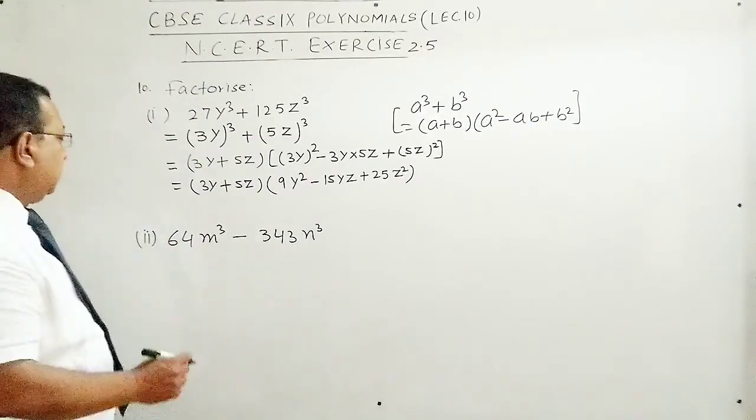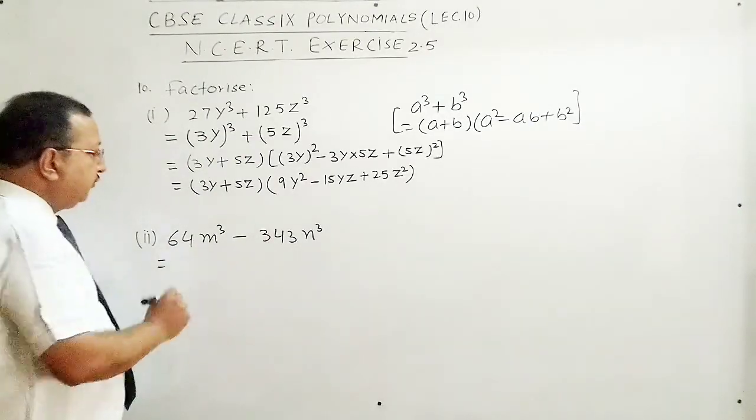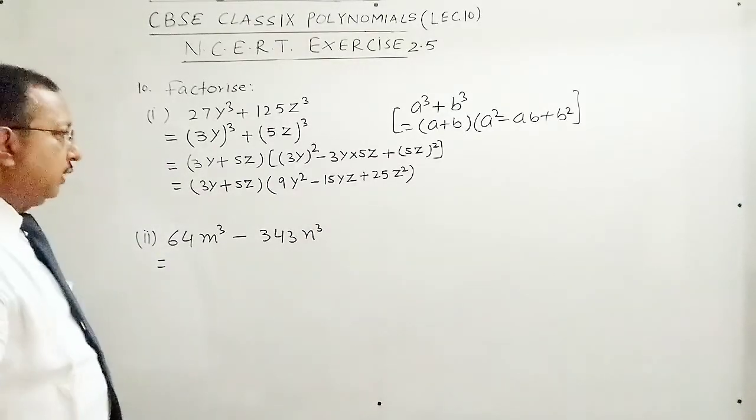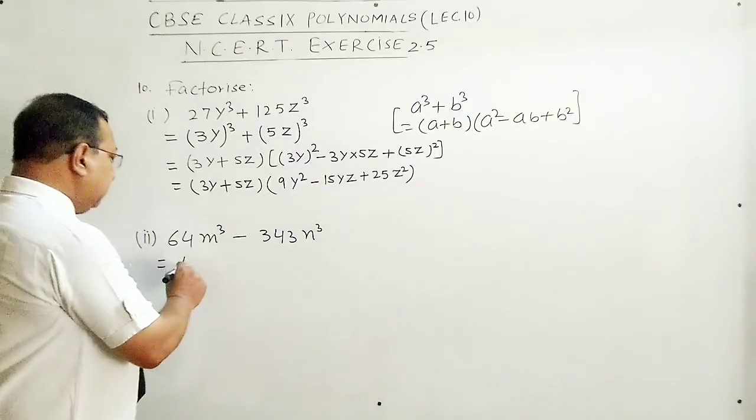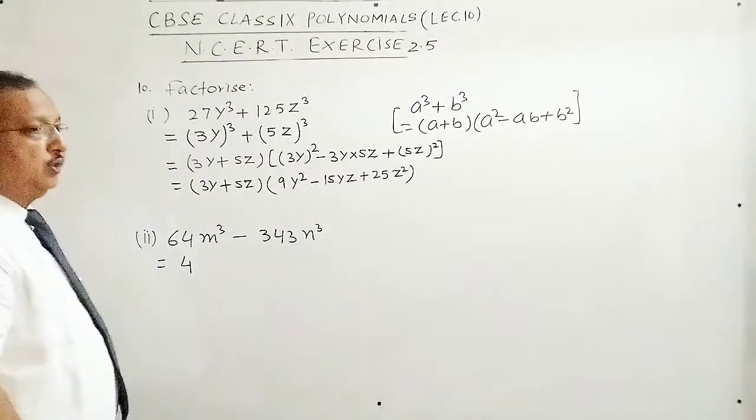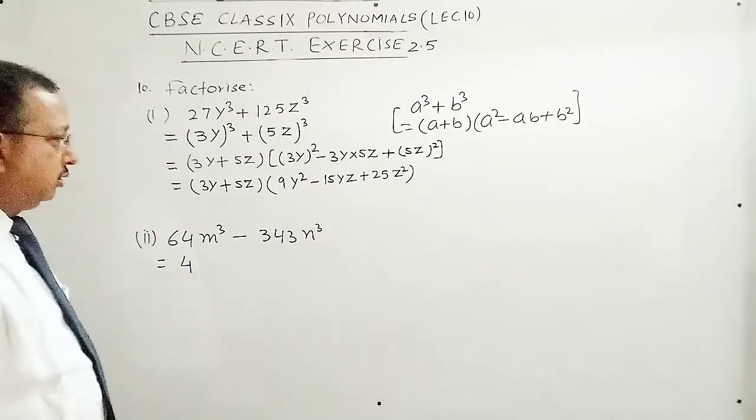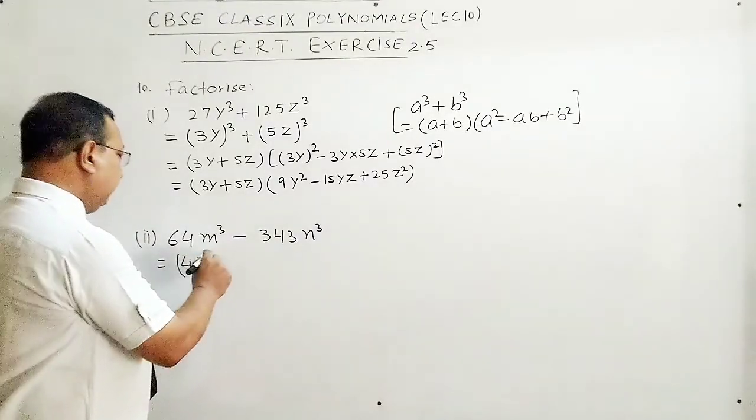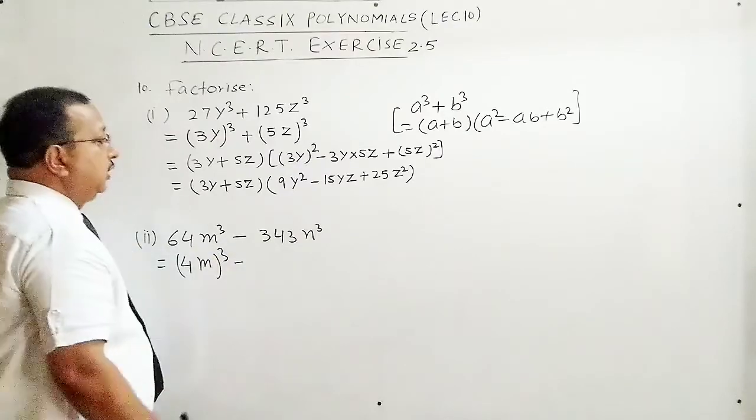Now we have its second part, 64n cube minus 343n cube. 64 is the cube of 4. 4 into 4 16 and 16 into 4 64. n cube, cube of 4n.